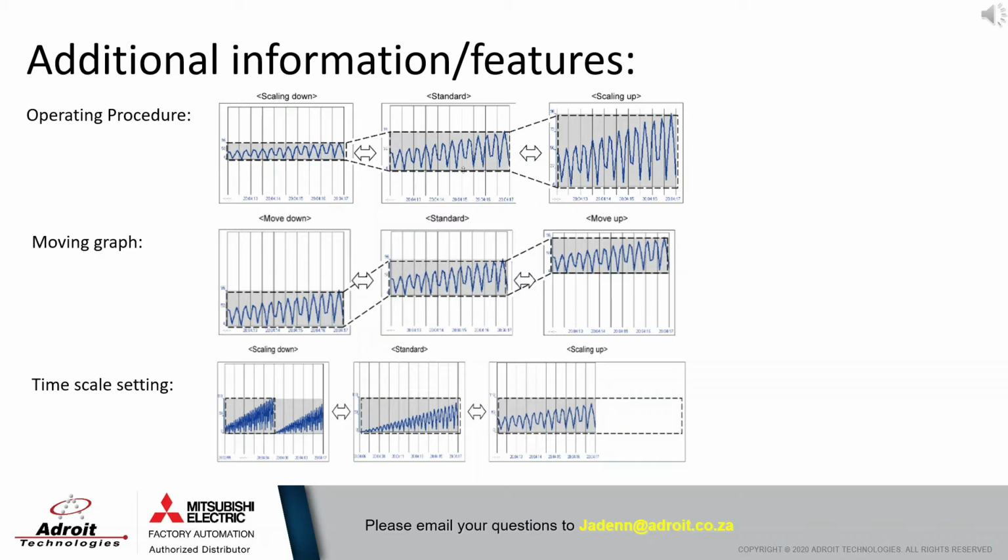Operating procedure. Select the upper end or the lower end of the graph with the mouse and drag it towards the upper or downward side of the graph. Moving graph. Select a trend graph with the mouse and drag it upward or downward.